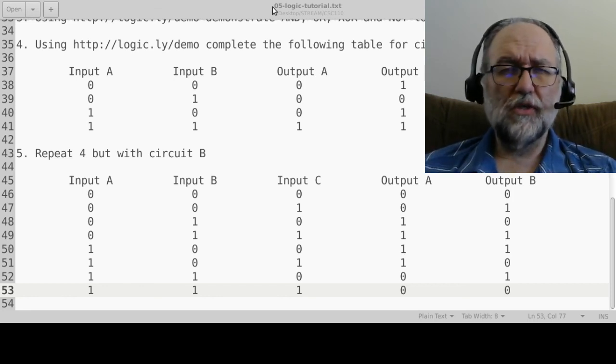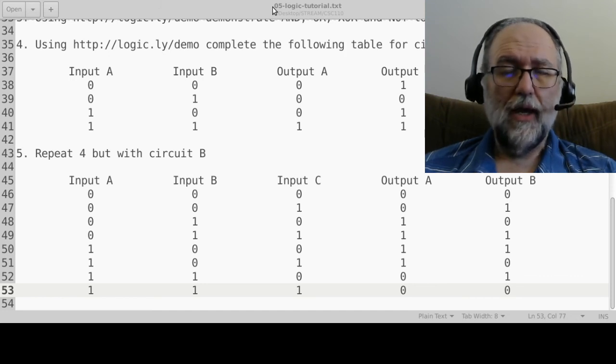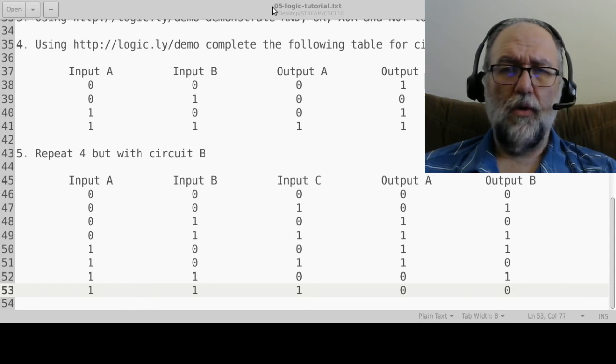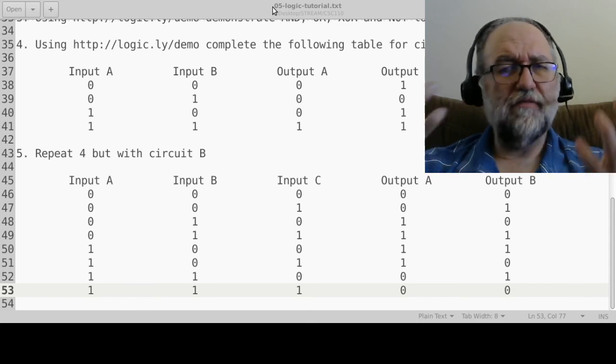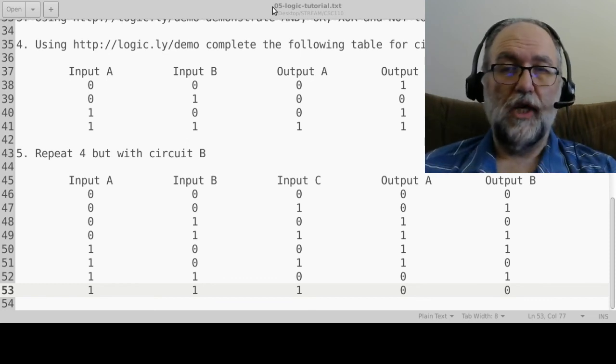If you can't quite trace through the logic, you could always use logic.ly as well to help you. But on a test, if you know how to trace through the logic, usually you could just look at the circuit and figure it out pretty quickly. But if you wanted to check yourself, then you could also check yourself using logic.ly.